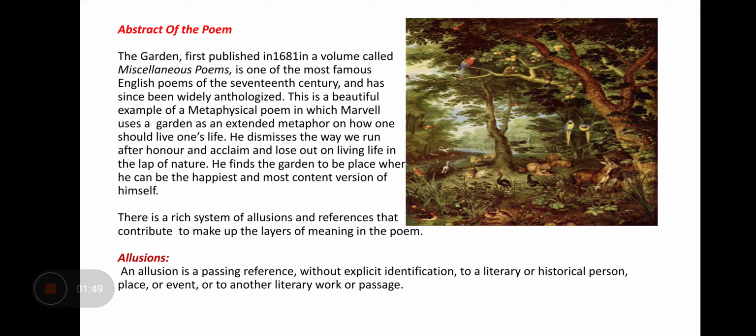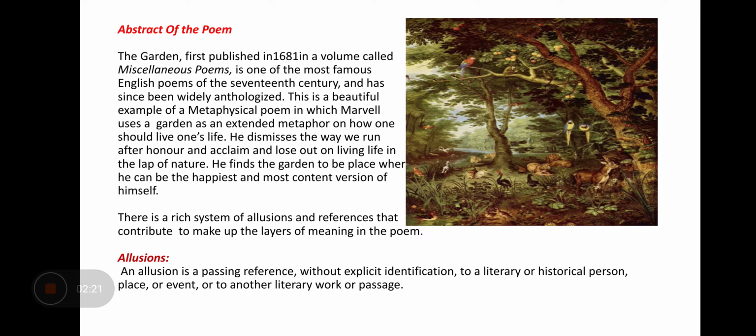This is a beautiful example of metaphysical poems in which Marvell uses a garden as an extended metaphor on how one should live one's life. He dismisses the way we run after honor and acclaim and lose out on living life in the lap of nature. He finds the garden to be the place where the poet becomes very happy and leads a very happy life.